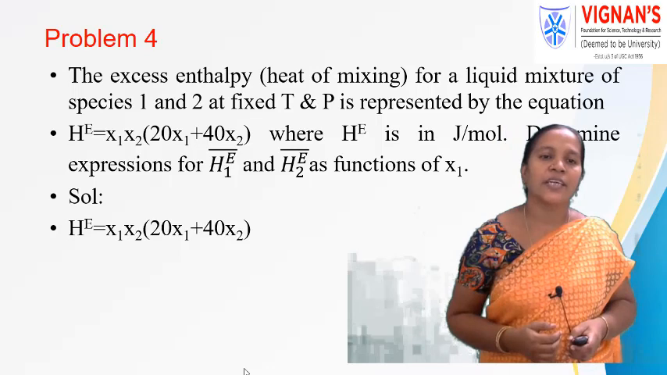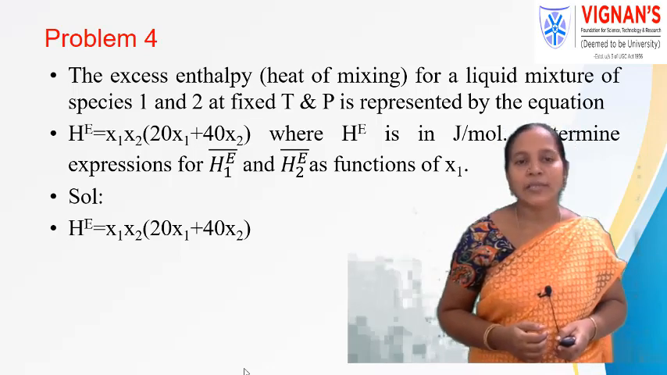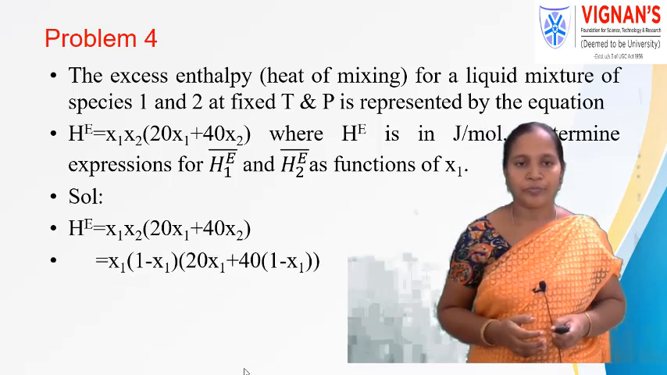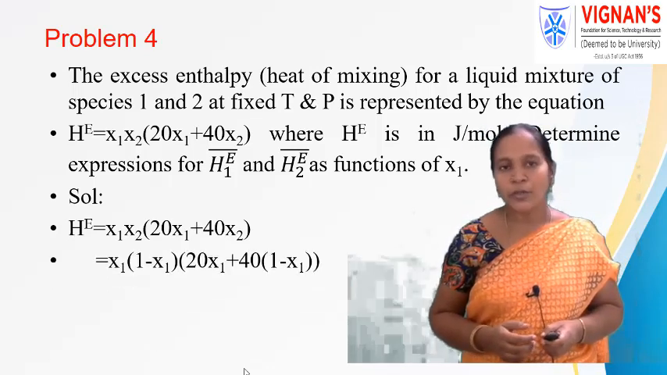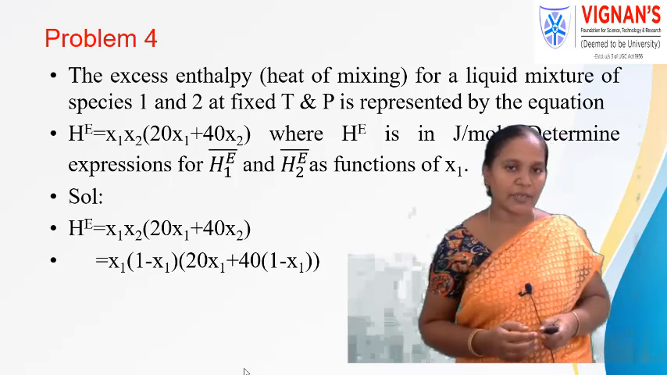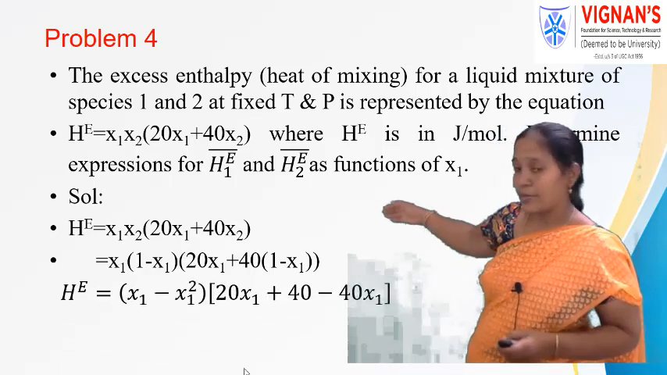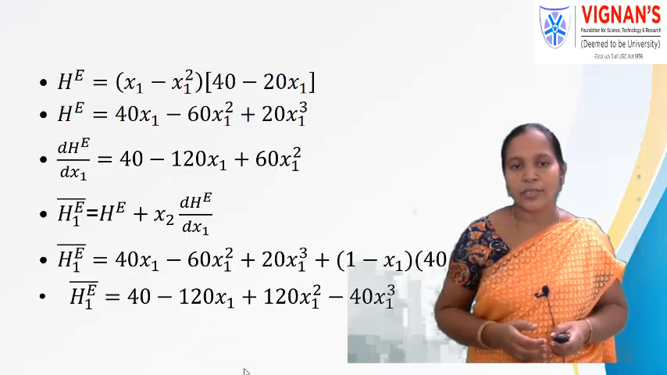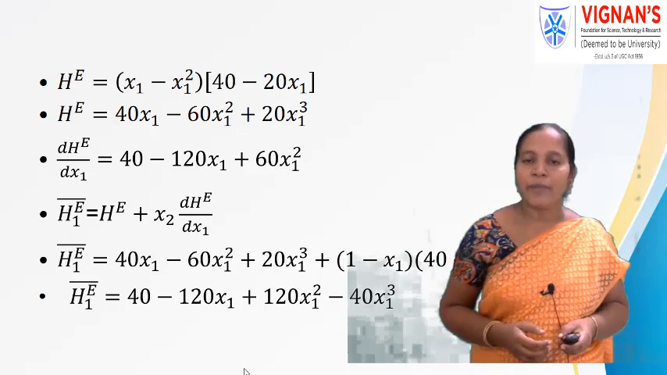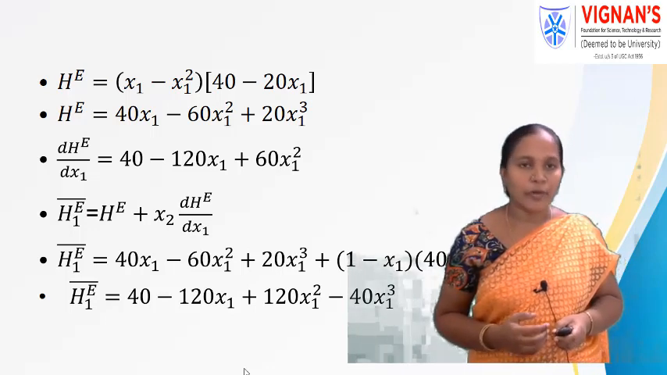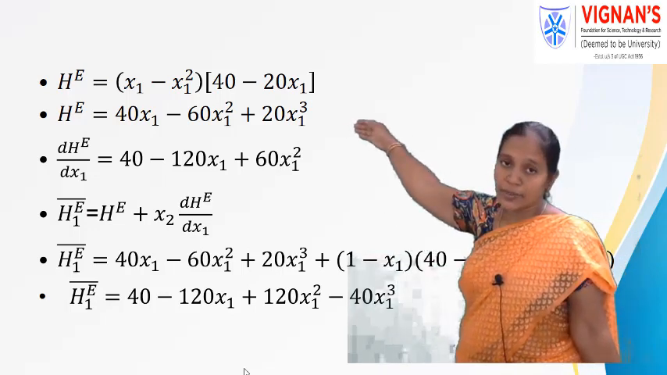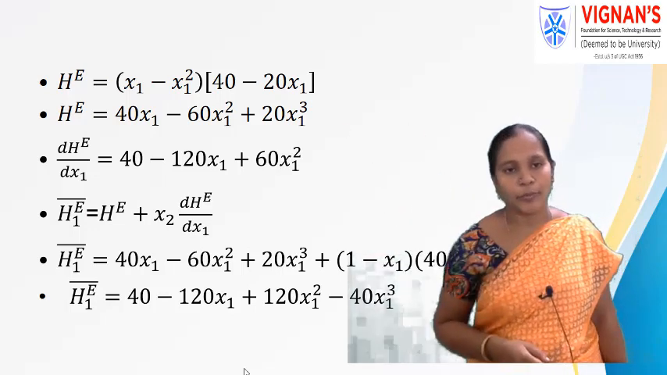Here the given expression is HE = x1 x2 (20 x1 + 40 x2). Here substitute x2 with 1 minus x1 in the given expression and simplify this. Therefore, HE = (x1 - x1 square) (40 - 20 x1). Therefore, HE = 40 x1 - 60 x1 square + 20 x1 cube.